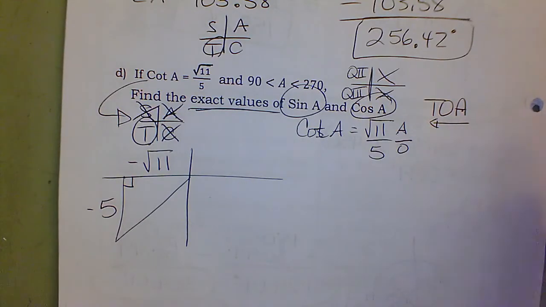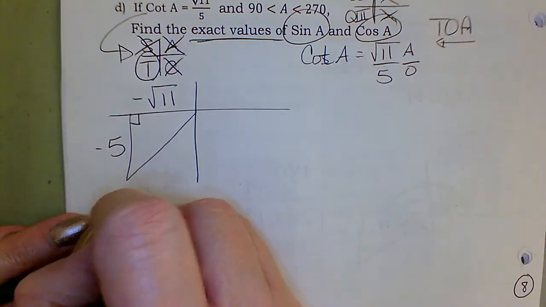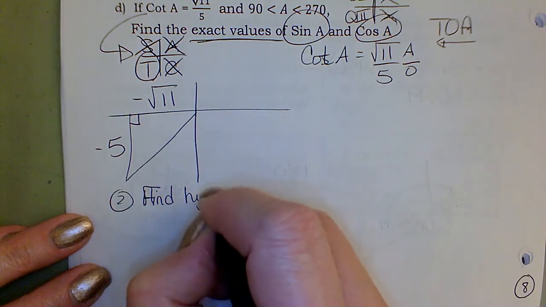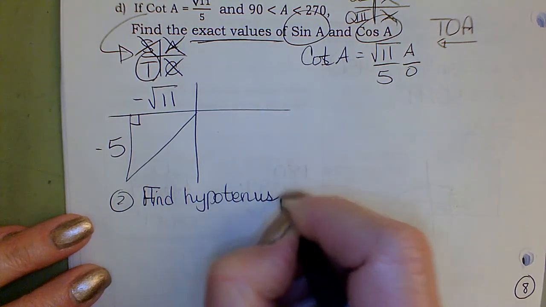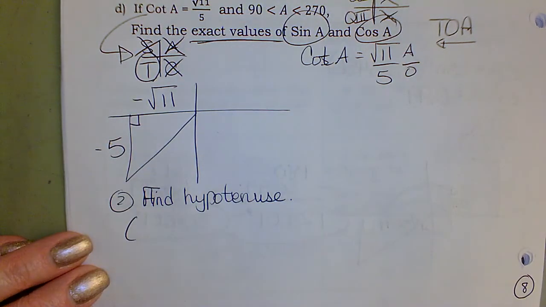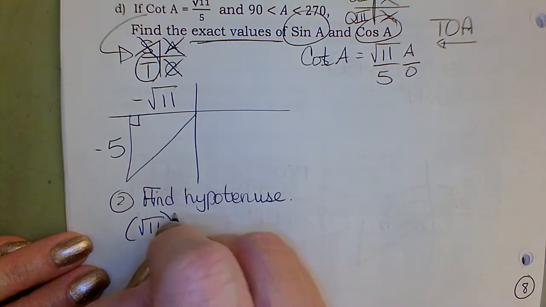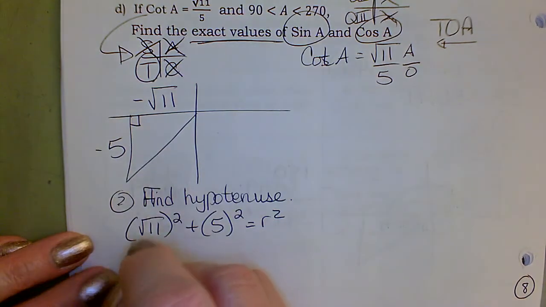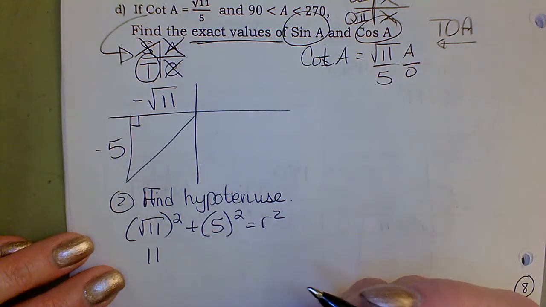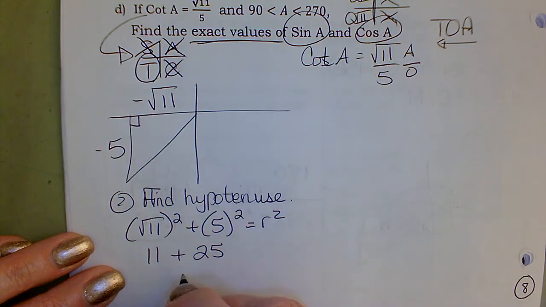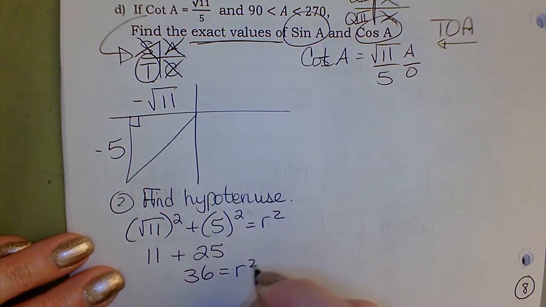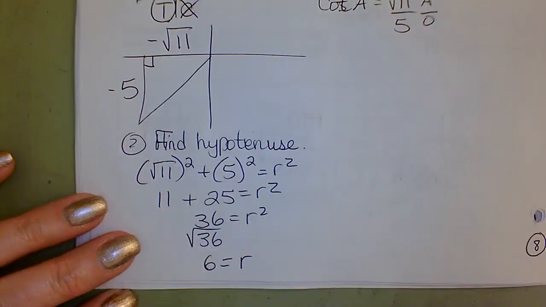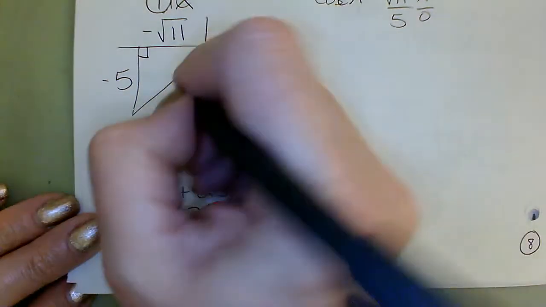So let's do our number 2, find your hypotenuse. I'm going to drop the negatives because you're going to square it anyways. Square root 11 squared, and I'm adding to find my radius, my hypotenuse. Remember, a square root and a square cancel each other out. I get 11 plus the 25, giving me 36 equaling r squared. So the square root of 36 gives me 6 equaling r. So that side here is 6.